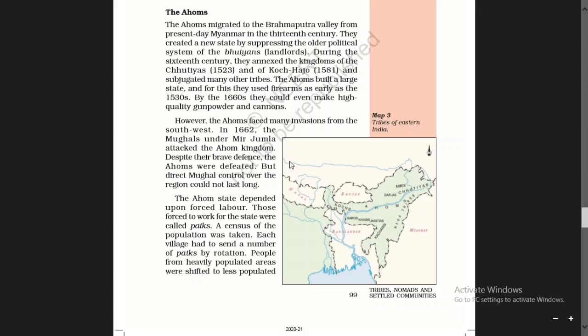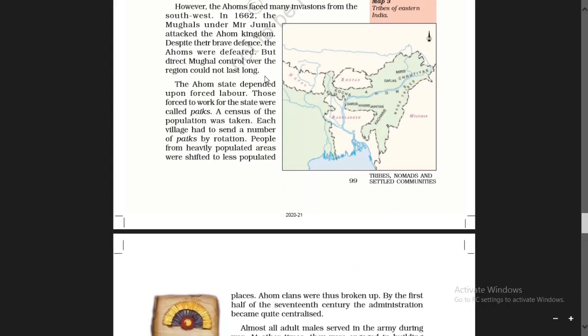Despite their brave defense, the Ahoms were defeated. But direct Mughal control over the region could not last long. The Ahom state depended upon forced labor. Those people who were forced to work for the state were known as paiks.